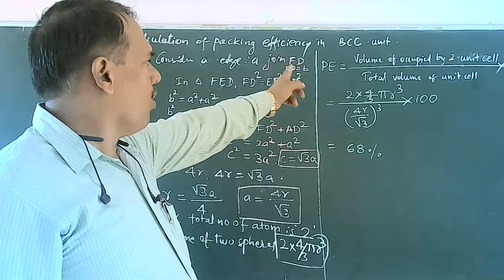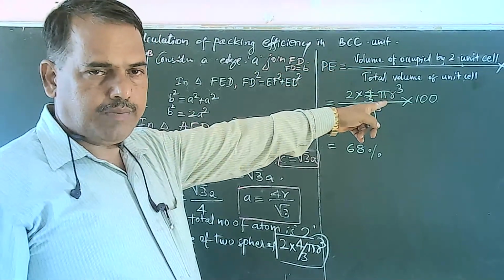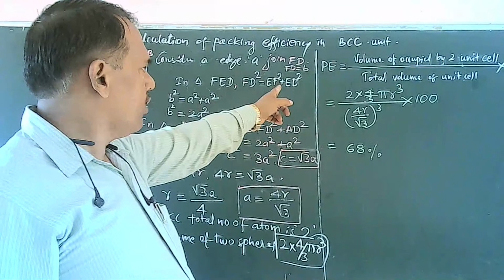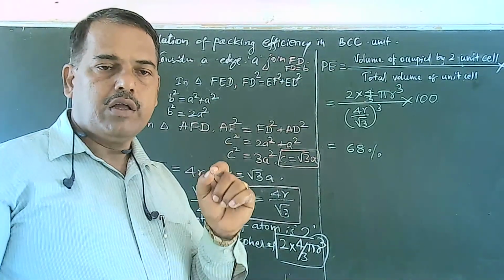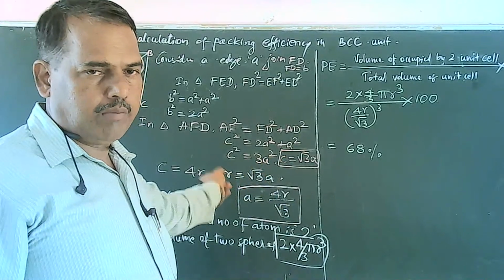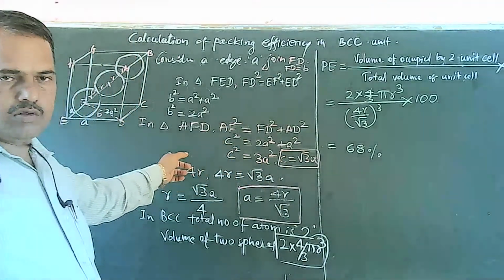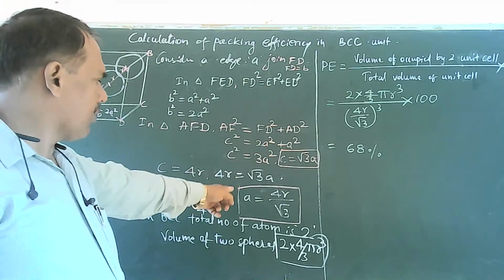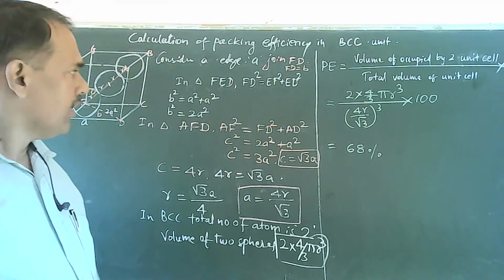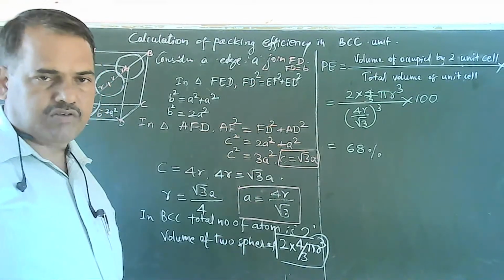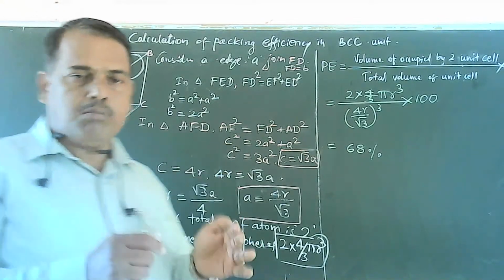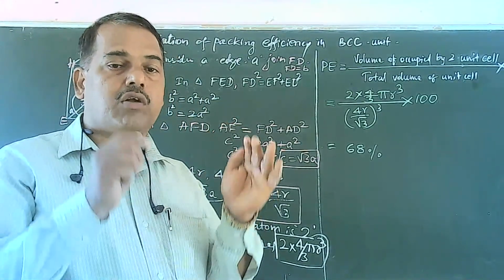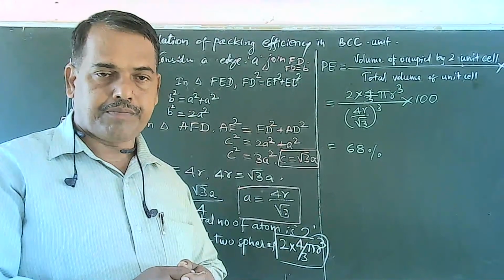Packing efficiency is defined as volume occupied by the atoms in the unit cell, because BCC contains only two atoms, divided by the total volume of the unit cell, which is nothing but the edge length value, which is derived by taking the angles. By taking the triangle, we have derived a is equal to 4r by root 3. Are you clear? And then we got 68%. So therefore, in a body-centered cubic unit cell, only 68% of space is filled.